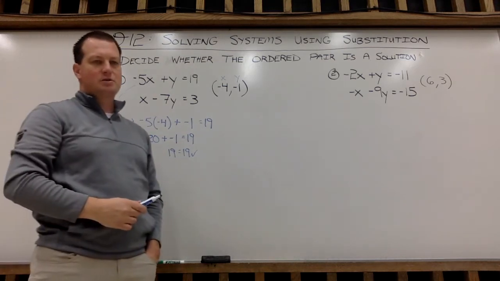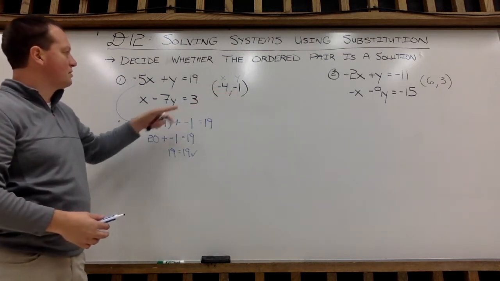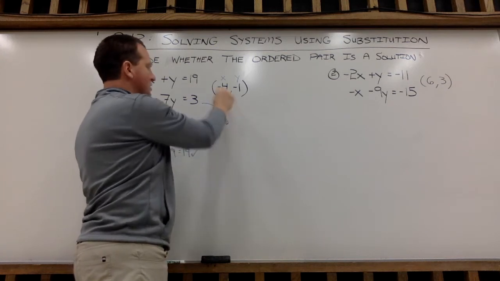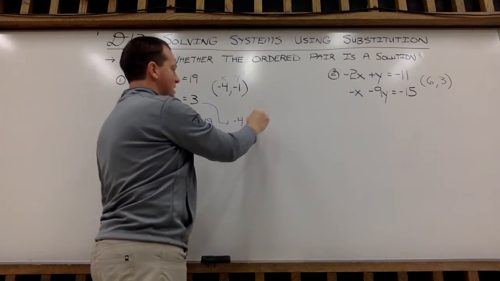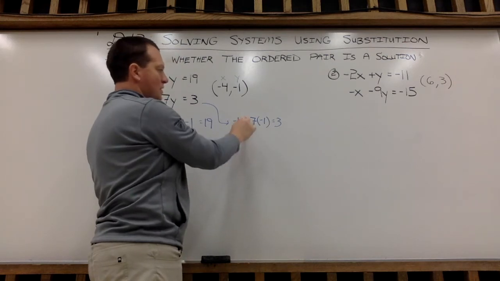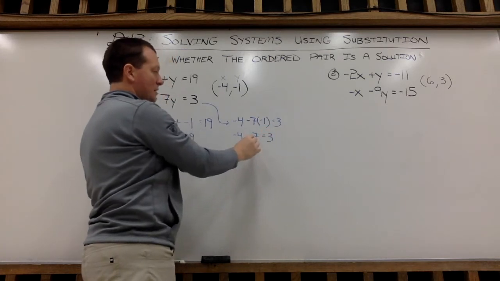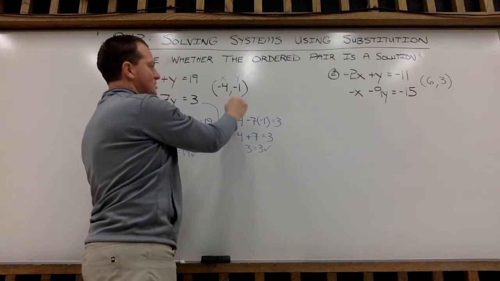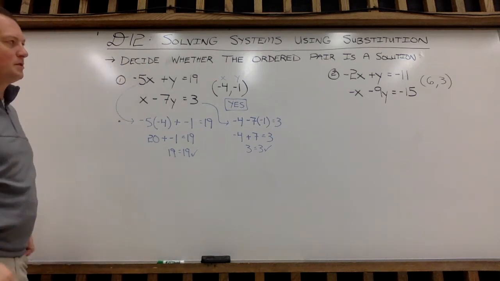We can't say yes to the overall system yet, because -4, -1 would also have to work for equation 2. So let's check equation 2: x, which is -4, minus 7 times y, which is -1, equal to 3. Well, I got -4, and then -7 times -1 is +7. Does that equal 3? Yes, 7 minus 4 is 3, so we're good. So we can say yes, -4, -1 is a solution to the given system.